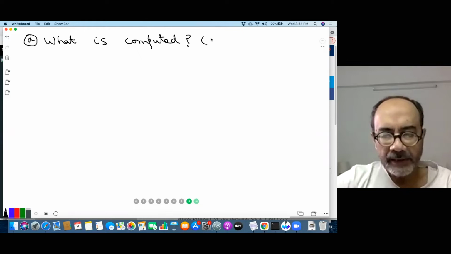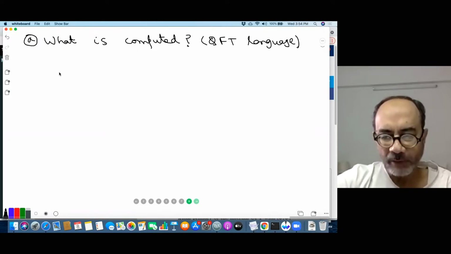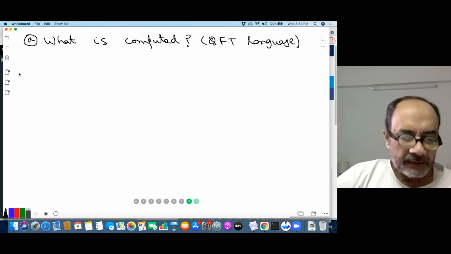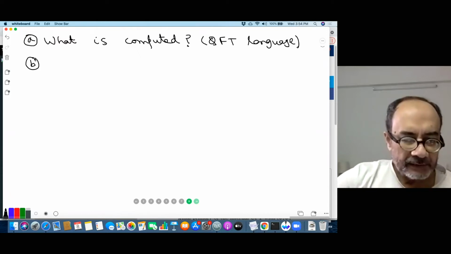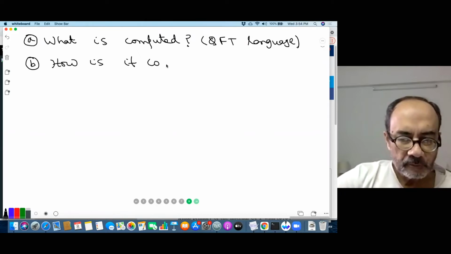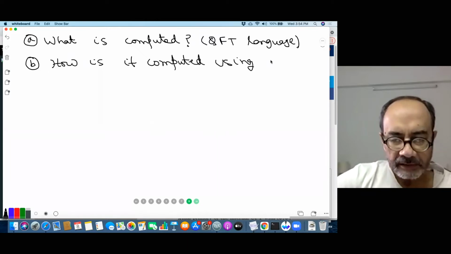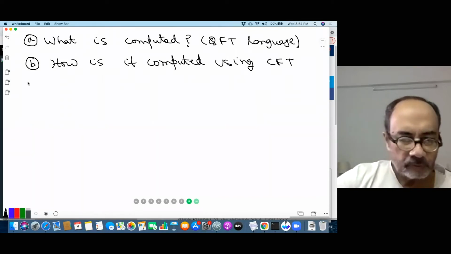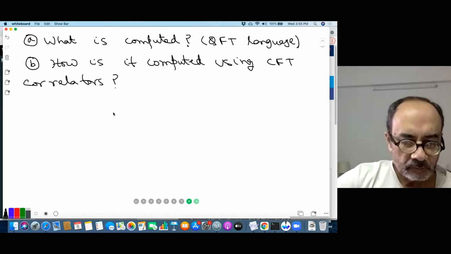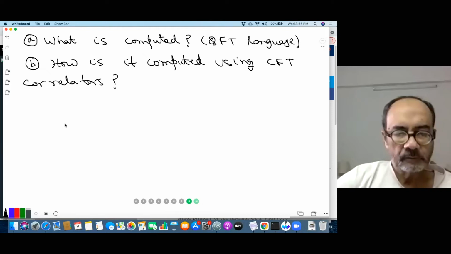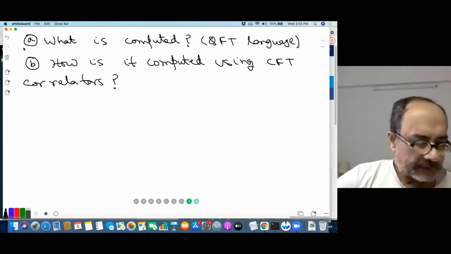Okay. So this I'm going to state in the QFT language. Okay, that if you are doing a QFT, what does it correspond to? What is the quantity that you are computing? Okay. And then the second part is how is it computed? Computed using CFT correlators. Okay. So first, let me try to answer the first question. Okay, what is computed?